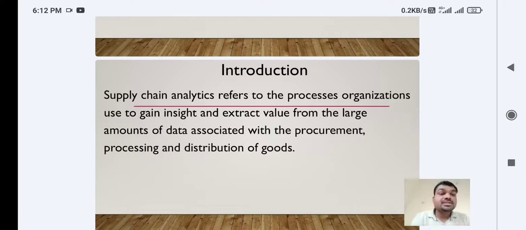Before that, what is the supply chain? Supply chain is the chain of activities which is carried out to manufacture a new product. It is called a supply chain. And analytics refers to the process organizations use to gain insight and extract value from the large amount of data associated with the procurement, processing and distribution of goods.